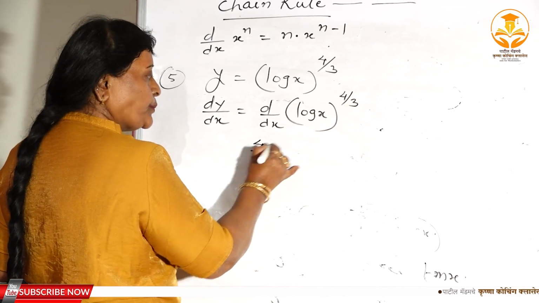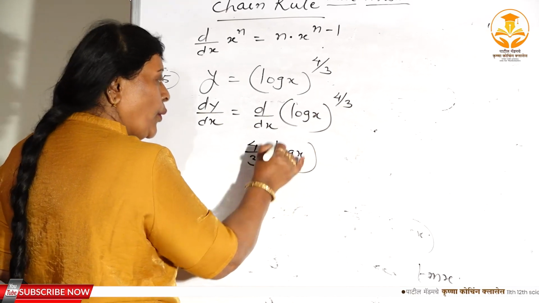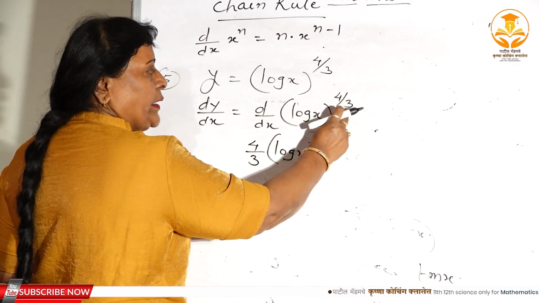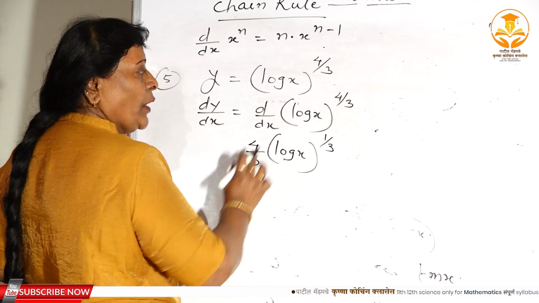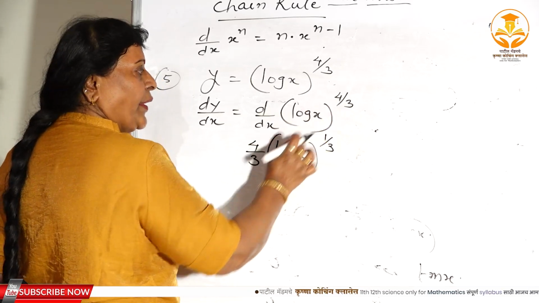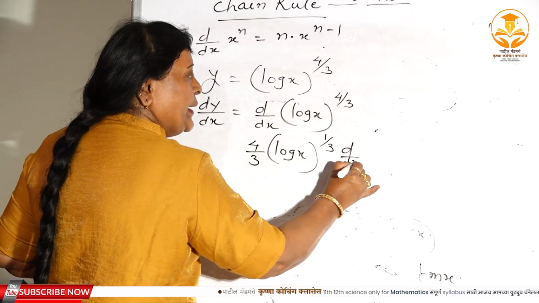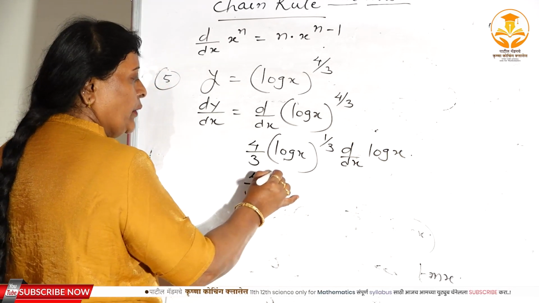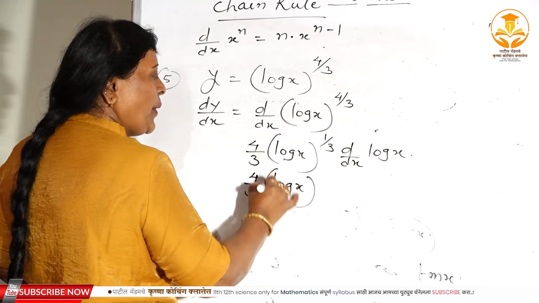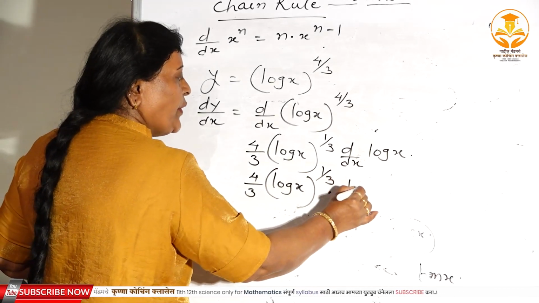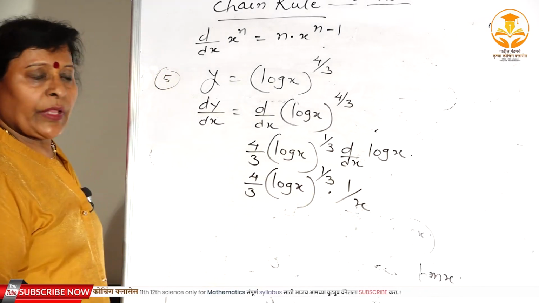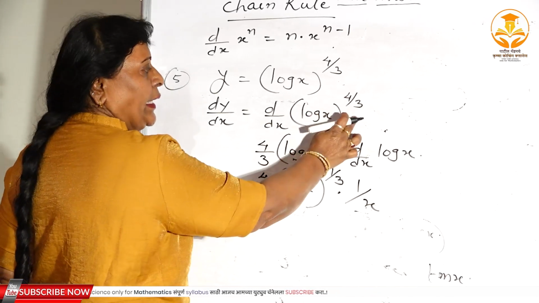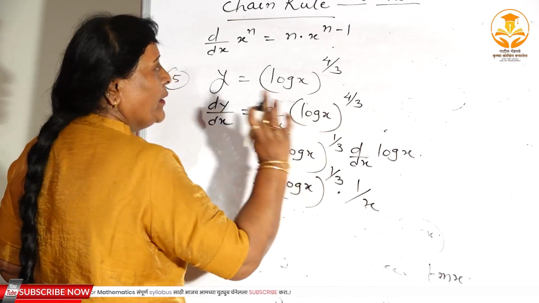4 by 3 log x whole to the power 4 by 3 minus 1, 4 minus 3, that is equal to what here? 1 by 3. You substituted u and found the derivative, and whatever the u is, d/dx of log x, isn't it? Now 4 by 3 log x whole to the power 1 by 3, and what is the derivative of log x? That is 1 by x. Right? So substitute u, take the derivative, and then take the derivative of whatever is equal to u.